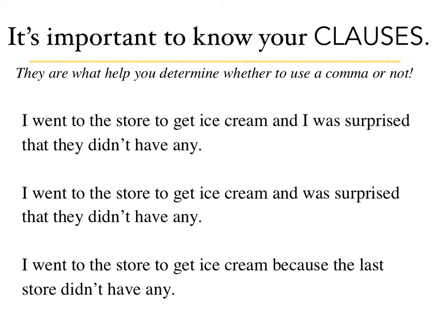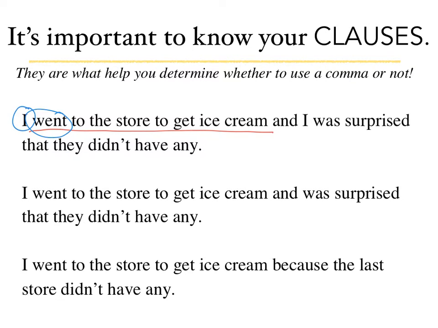It's really important to know your clauses. What is an independent clause? What is a dependent clause? Because these things will help you determine whether or not to use a comma. So in this example, you have the statement: I went to the store to get ice cream and I was surprised that they didn't have any. In this first part, I went to the store to get ice cream, you can see that because you have both a subject and a verb, I went, that is an independent clause.